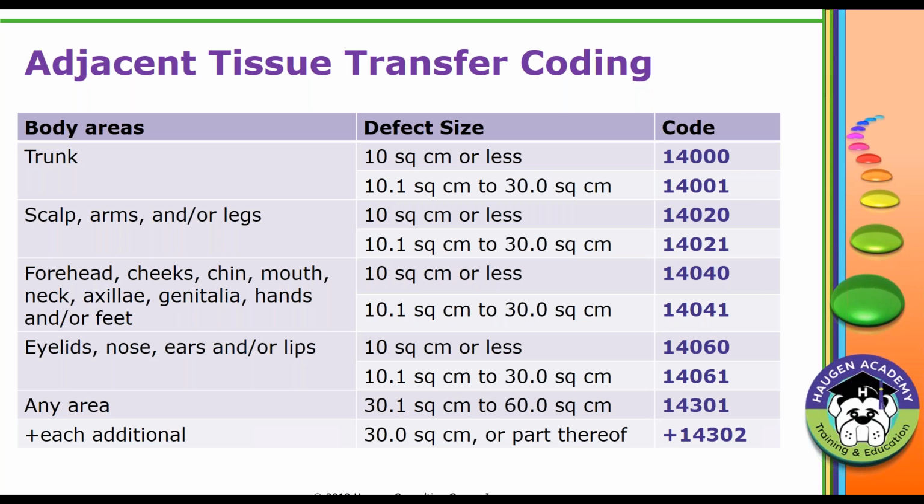So this could be for repair of either a benign or malignant lesion. Either way, that excision of the lesion isn't going to be included in these codes. Just a side note on that very last code, add-on code 14302, it's defined as 30 square centimeters or part thereof. Part thereof means anything above the 30 square centimeters. It doesn't actually have to be half, like some of our other CPT codes, but if you have anything above 30 square centimeters, you can report it with 14302.